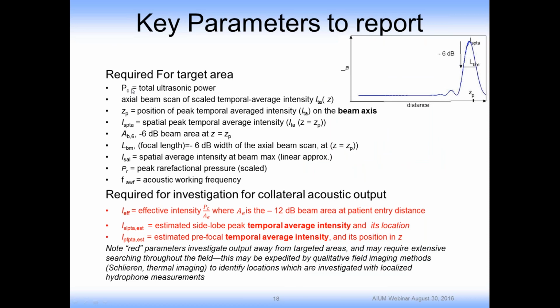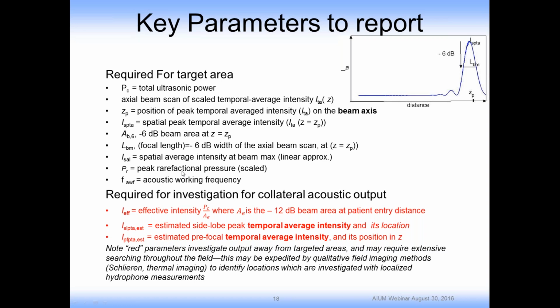First of all, there is the total ultrasonic power, that PC, an axial beam scan, basically to show how the temporal average intensity changes, is required also. Once you have that, you can also identify the position of the maximum, which is around there, and then the value at the maximum, which is the ISPTA. A planar scan, a cross-sectional scan taken at this position gives you the 6 dB beam area. Also shown here is basically the focal length, the 6 dB focal length of the axial scan at this position.